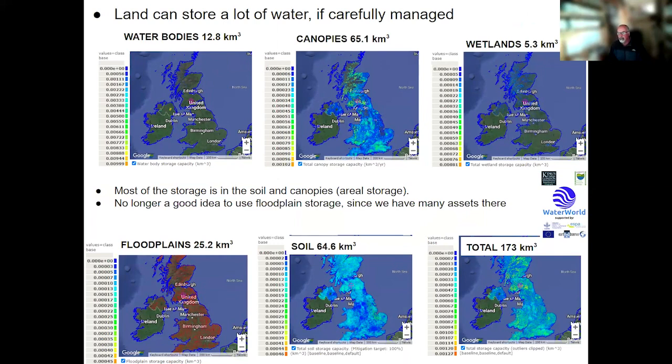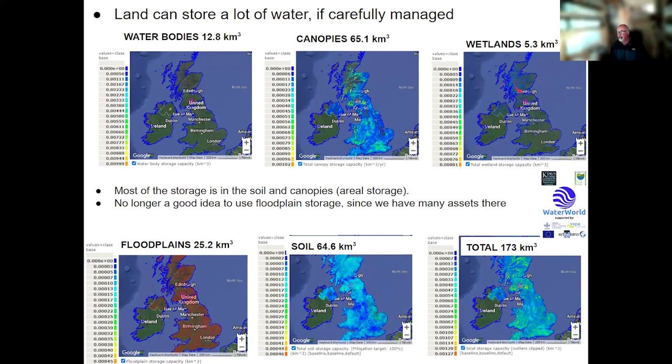And we combine our monitoring with modeling. We have a very widely used modeling tool called WaterWorld that we developed over the last 20 years. And it also looks at water storage in the landscape. Here's a UK scale analysis of that. And we can see, yeah, water bodies store a lot of water, but only in a relatively small area. Canopies store water wherever they are, and of course, because they release some of that water back to the atmosphere, it's kept out of the hydrological system and is replenished from the atmosphere. So they're pretty good at storage.